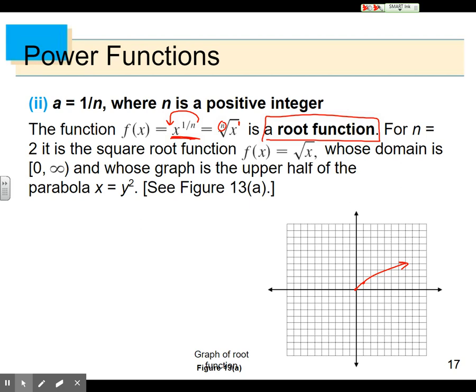And so everything that's going to have an even root, if this number is even right here, it's going to look similar to this. So if I have a fourth root, it's just been stretched a little bit, but you're still going to have the swoop on there.